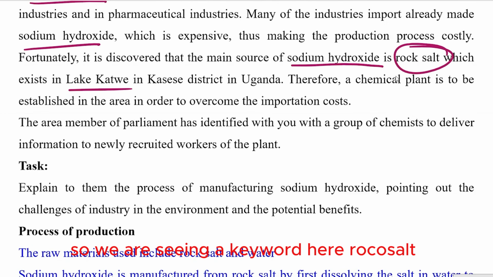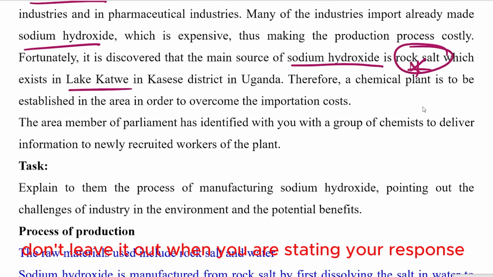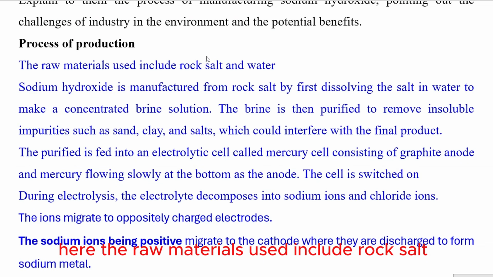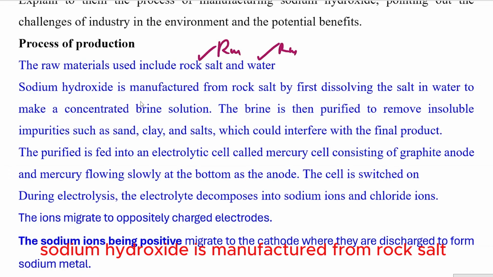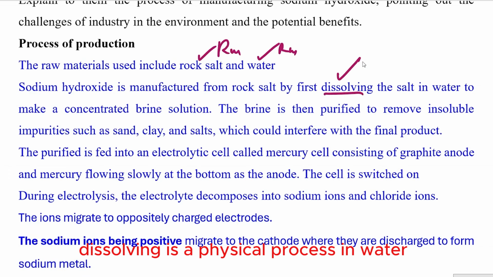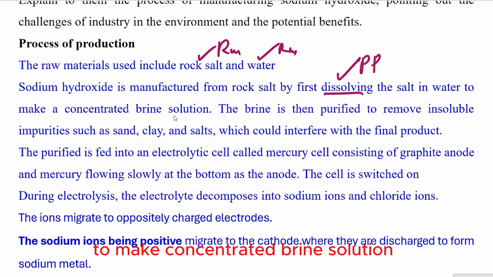So we are seeing a keyword here, rock salt. Don't leave it out when you are stating your response here. The raw materials used include rock salt, so this is a raw material, and water. Sodium hydroxide is manufactured from rock salt by first dissolving in water. Dissolving is a physical process in water to make concentrated brine solution.